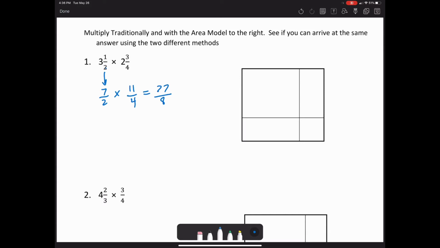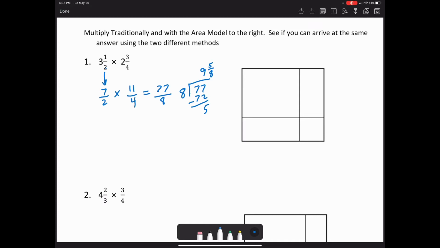Now we're not going to leave our product as an improper fraction because it's not that easy to understand. So we're going to change the product back into a mixed number. We're going to take 77 and divide it by 8. So 8 goes into 77 9 times. 9 times 8 is 72. Subtract, we have 5 left. 5 becomes the new numerator, and the denominator is 8. So we end up with a product of 9 and 5/8.